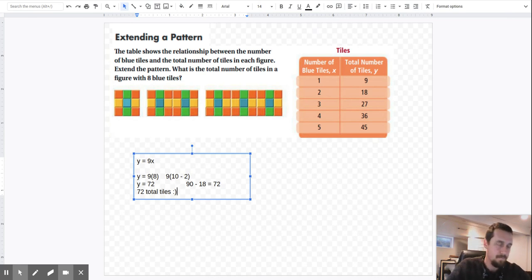All right. So next, you'll have a relationship with a cool little visual pattern. And your task will be to make a graph and write an equation in order to answer a question about that relationship. Good work, and I'll see you next time.